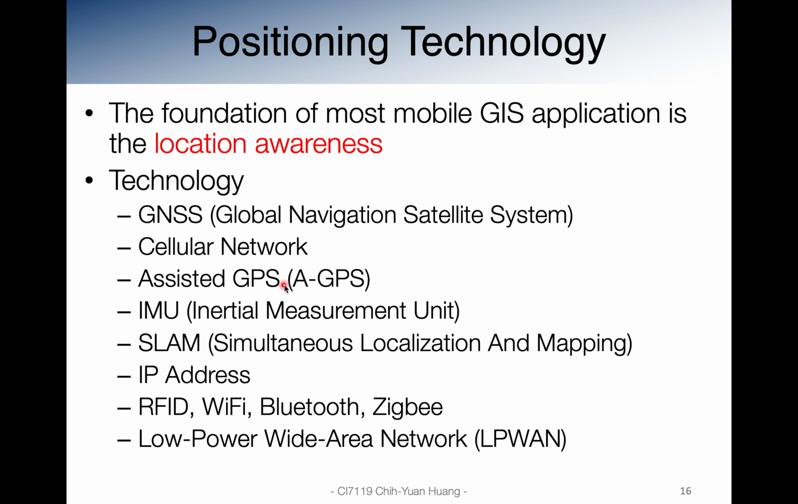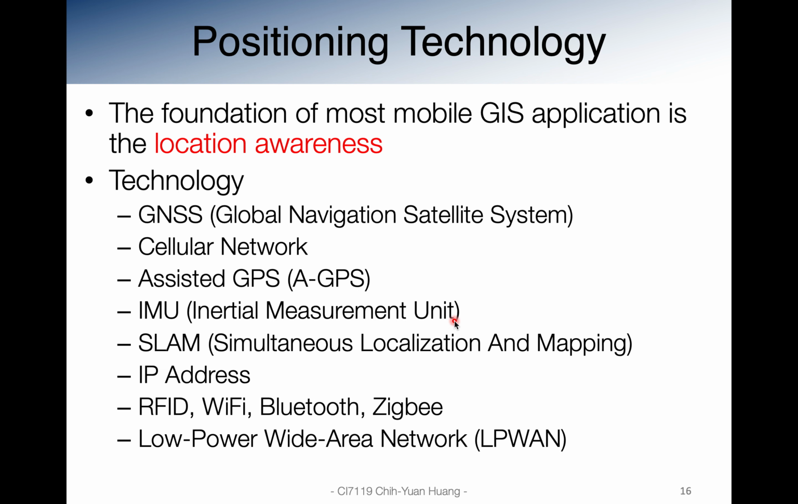And assisted GPS, the AGPS, or in the indoor, you can use the IMU, the inertial measurement unit. This is also one popular way to measure the indoor precision to support some indoor applications. The reason is that in the indoor environment, you cannot receive the signal from the satellite. So in this case, we need other ways for positioning, and IMU is one of the ways to do that. And of course, there are many other ways.